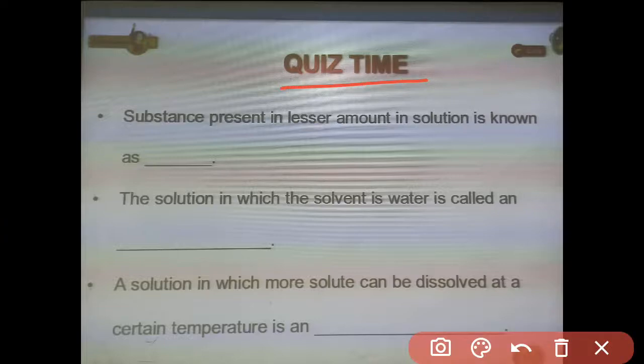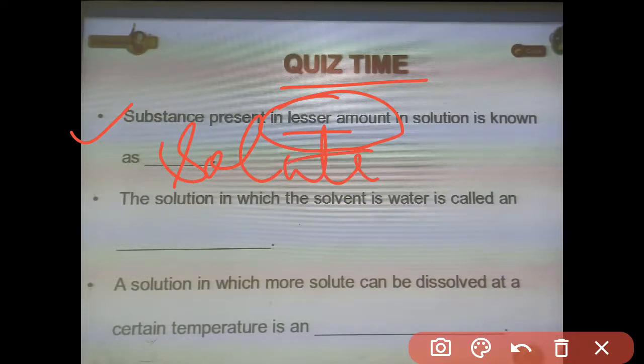Now there are some questions on the basis of whatever we have studied till now. This is a quiz, and before listening to my answers you have to think about it yourself. The first one is: substances present in lesser amount in solution is called? I have made you understand about two types of substances. The first one was the solute and the other one was the solvent. Solute is the substance which is present in lesser amount. So its answer will be solute.